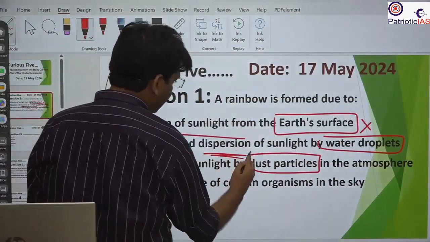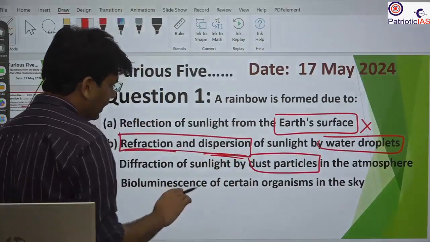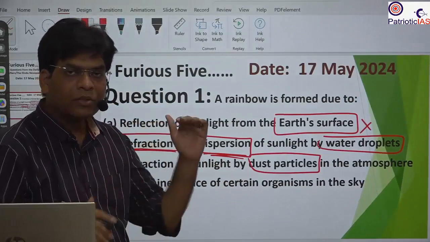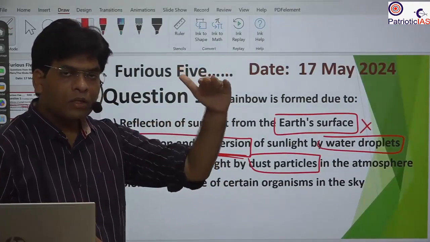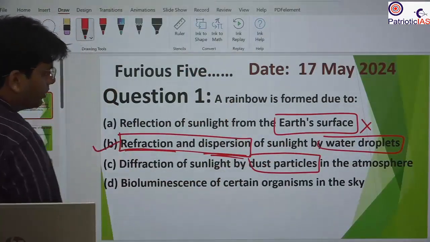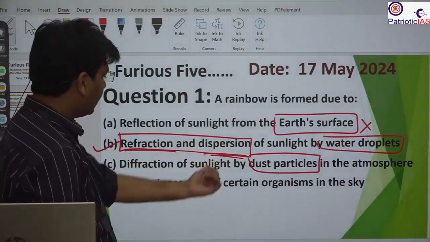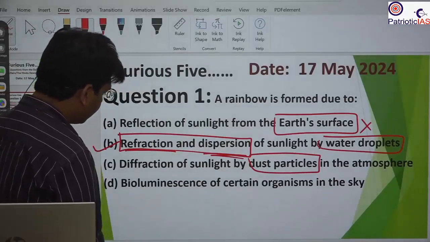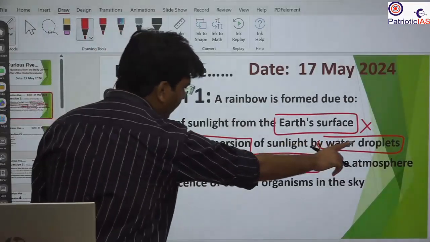So you have seen how the refraction and the dispersion take place in the prism, and the light divides into the 7 colors. The same is the mechanism by which the rainbow is formed. This is the refraction, dispersion as well as the reflection from the water droplet.